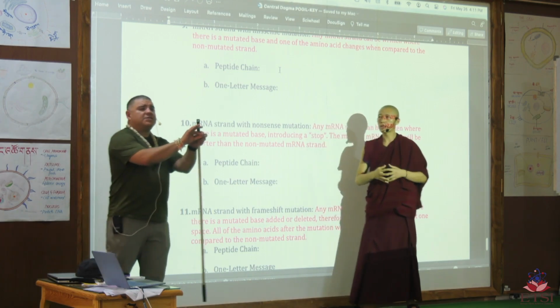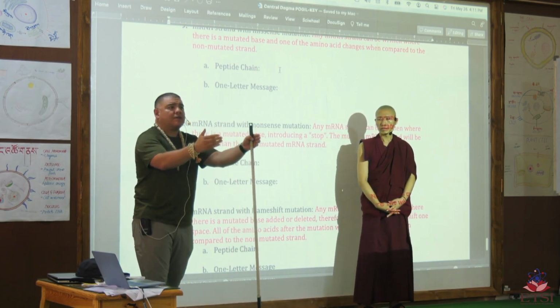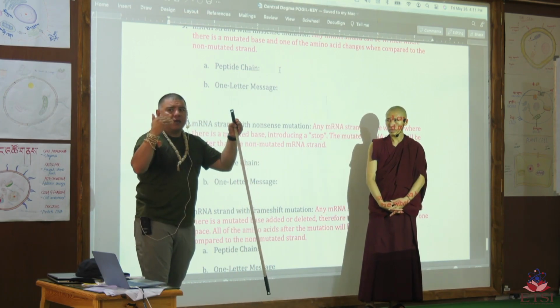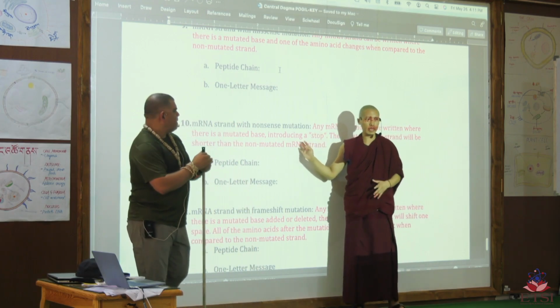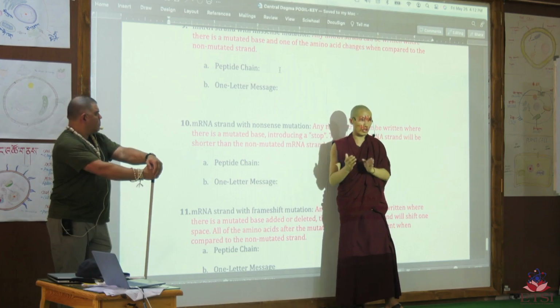Right. So you have a sequence with an earlier stop, so it will be a much shorter peptide compared to the non-mutated sequence.